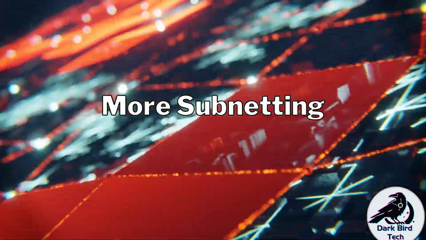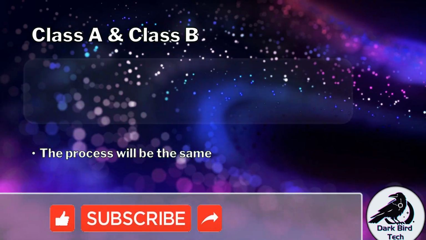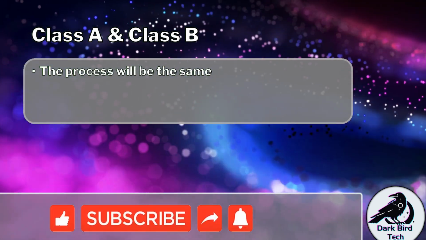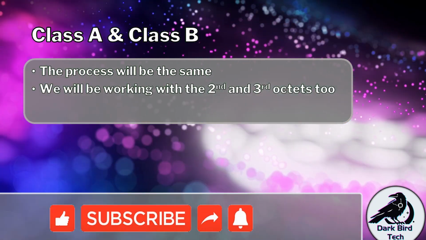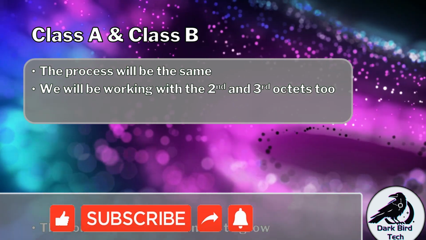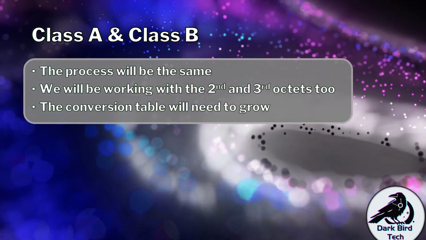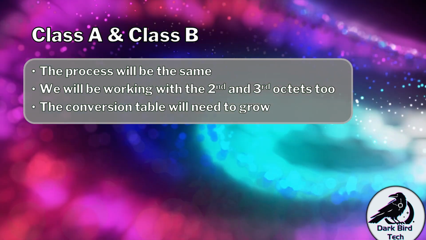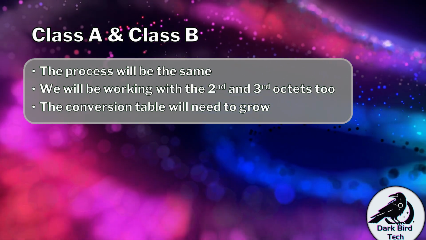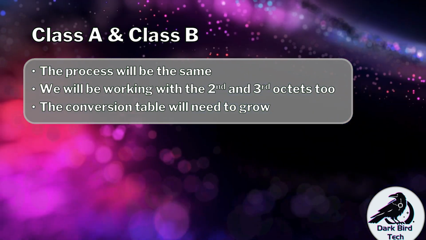So in this one, we're going to have a look at Class A and Class B subnetting. Now the process is mostly the same, and we're going to be working in the second and the third octets though. That's where the difference really comes in. The conversion table we use as well for the binary to decimal will need to grow, at the very least to help us with the 2 to the power of whatever. If you're not following what I'm talking about, you might want to go watch the previous video on the subnetting. That should hopefully help quite a bit.